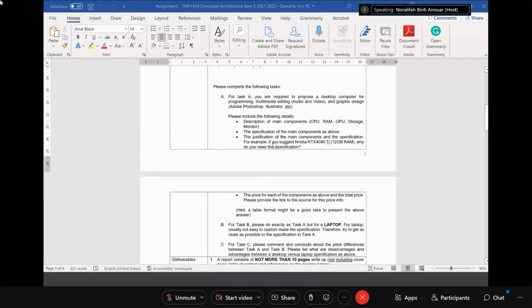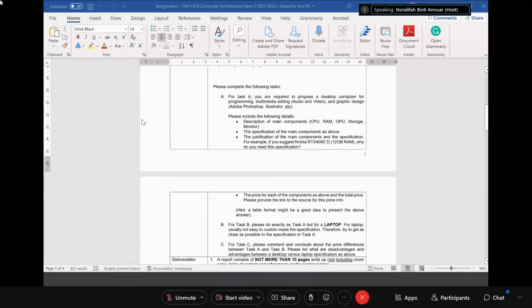The justification of the main components and the specification. For example, this is for example only, if you suggest NVIDIA RTX 4080 Ti with 12 GB RAM, why do you need this specification? This is what we will actually look at when marking your assignment. This is the part that I will look into. You can suggest any, but what I want to see is how you explain, how you defend your proposal.